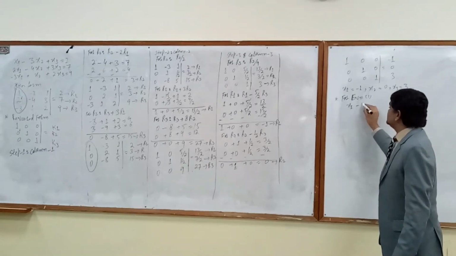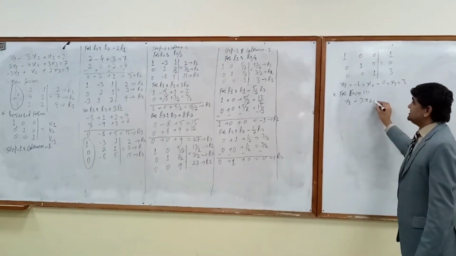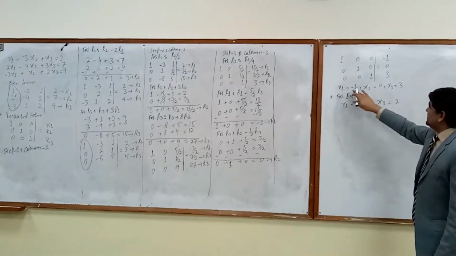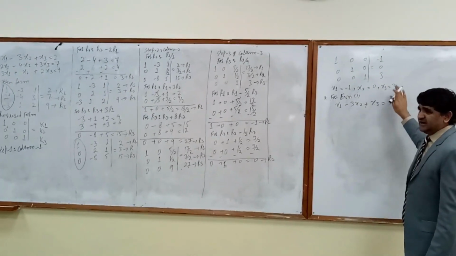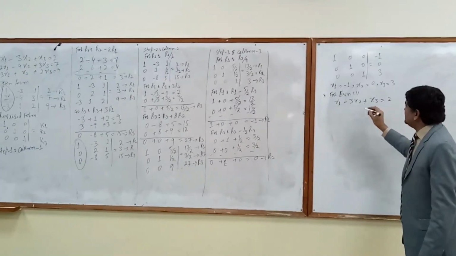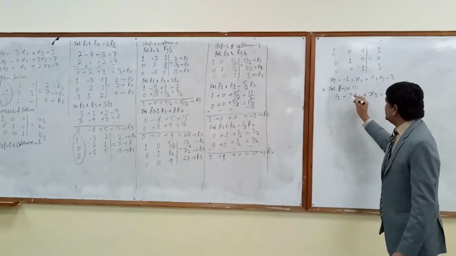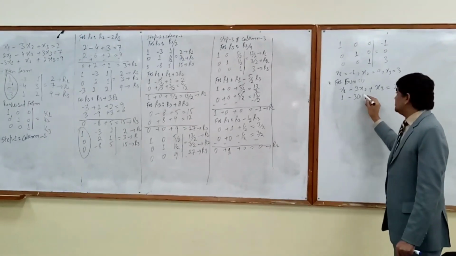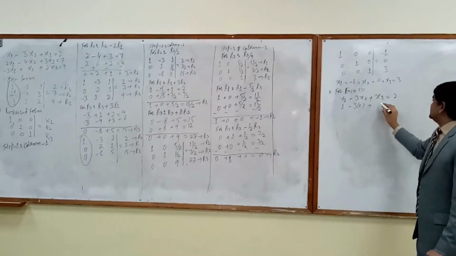So what is equation 1? x1 minus 3x2 plus x3 is equal to 2. Do we have the values of x1, x2 and x3? We can put their values in equation 1. The value of x1 is minus 1, minus 3 into x2 which is 0, plus x3 which is 3.